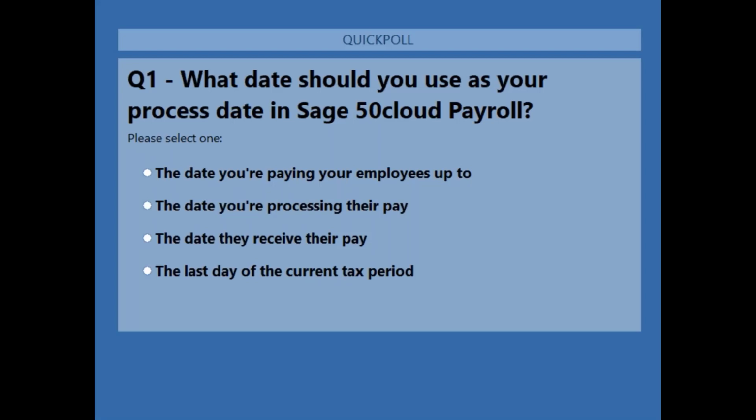For this question, what date should you use as your process date in Sage 50 Cloud Payroll? We have 4 options available: the date you're paying your employees up to, the date you're processing their pay, or the date they receive their pay, or the last day of the current tax period. Remember to click on the option you think is correct and hit the submit button, and we'll have the poll running for approximately 60 seconds to let everyone have a chance to get their answers in.